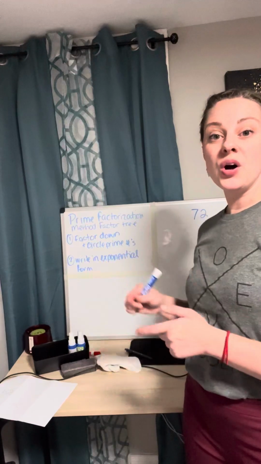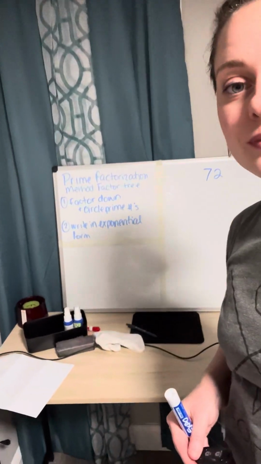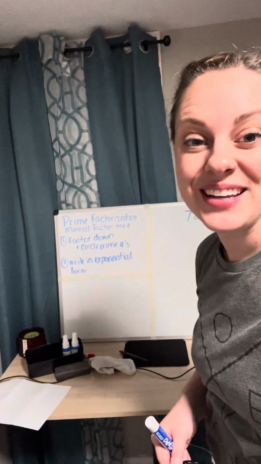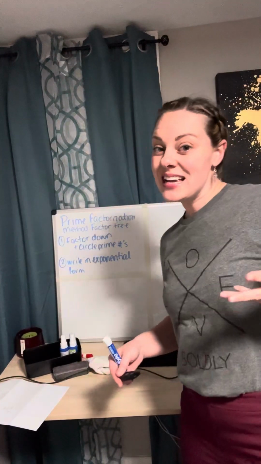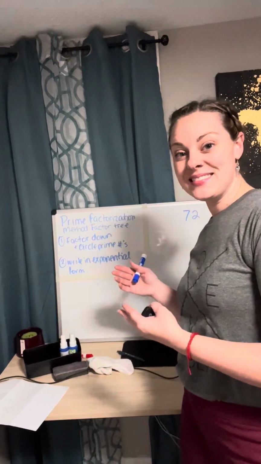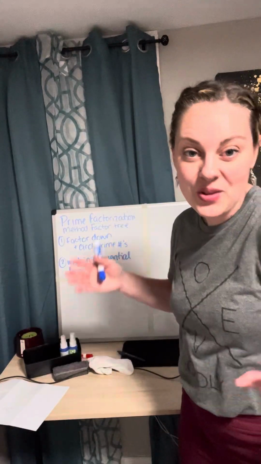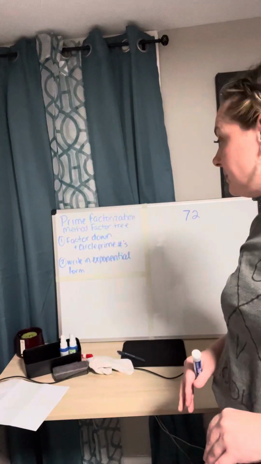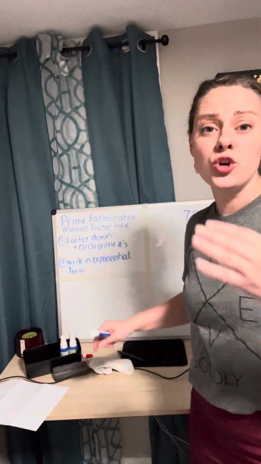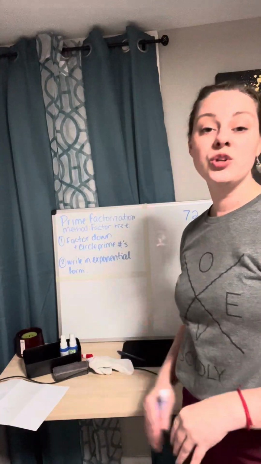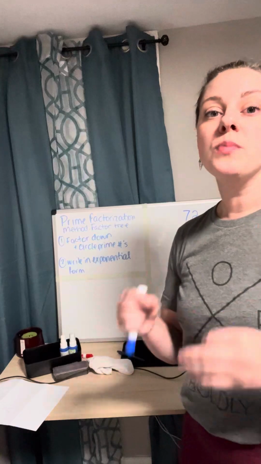If you'd like to pause and write down the steps, you can. If you're one of my students and you're doing a test review, there you go. Let's review the steps. Step 1, we factor down, and I always say circle your prime numbers as you go. Step 2, you're going to write it in exponential form. Your smaller numbers go first.